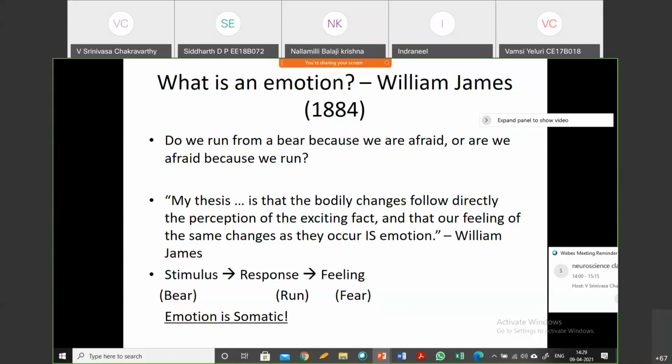So what he's saying is, there's a stimulus, which is the bear, which produces a response, which is running. Running happens in the body, right? It doesn't happen just in the brain. So now that there is a response in the body, that response, when it is fed back to the brain, is felt as a particular feeling or emotion, which is the fear in this case. So he was basically emphasizing that emotion is somatic. Emotion is a bodily thing. It's not something that happens just in your brain.